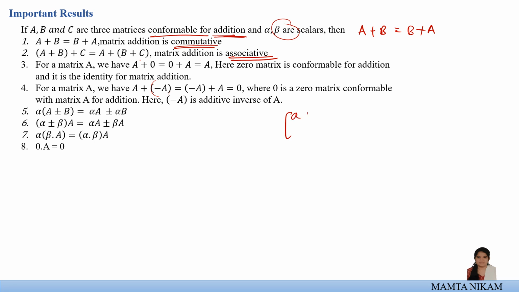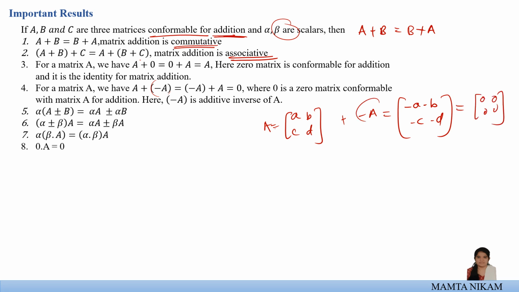So we have matrix A as [A, B; C, D]. So the negative of A, or additive inverse of A, will be [minus A, minus B; minus C, minus D]. Such will be the case. So A plus this minus A is always going to be a zero matrix, right?